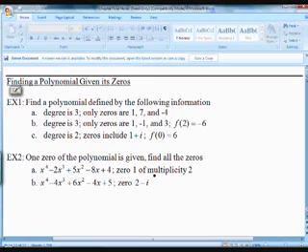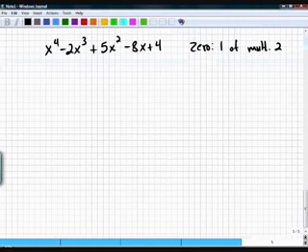It says zero 1 of multiplicity 2. What that means is 1 is an answer twice. Okay, that's what it means of multiplicity 2. 1 is a zero twice. 1 is an x-intercept twice. However you want to say it. So pretty much, we want to find the other 2.